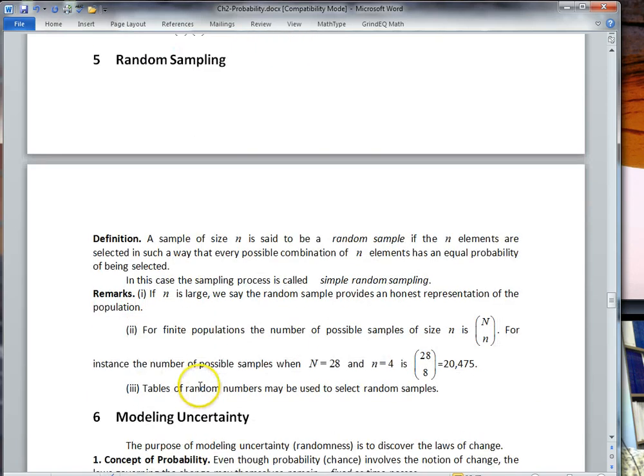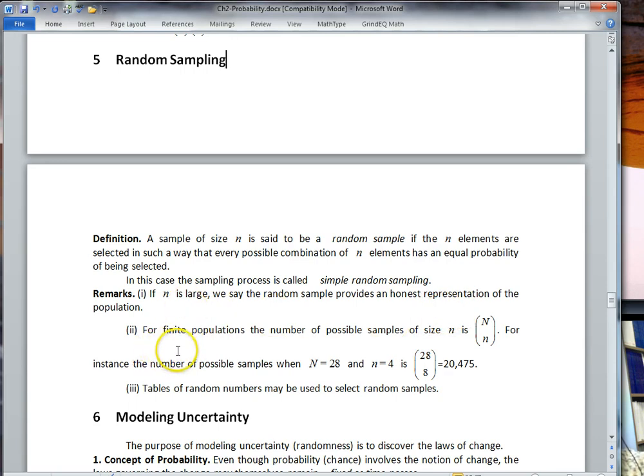Random sampling. By definition, a sample is said to be random, which means representative. That's what the concept of representation is, representing the whole population if it's random. If n elements are selected in such a way that every possible combination of n elements has an equal probability of being selected, this is what's called simple random sampling. If n is large, we say the sample is an honest representation of the population.